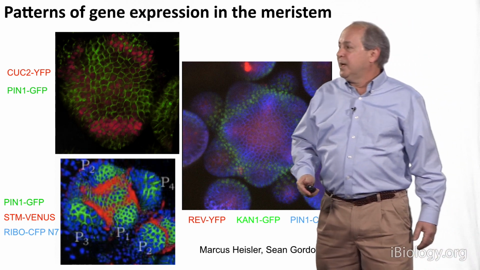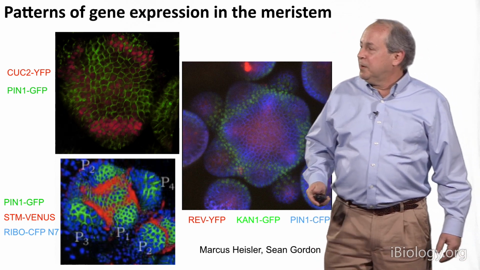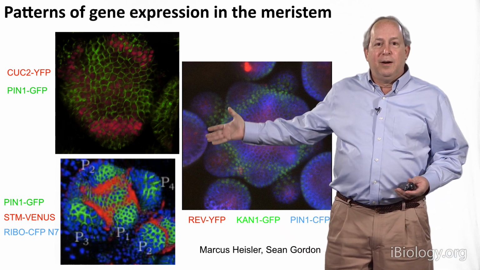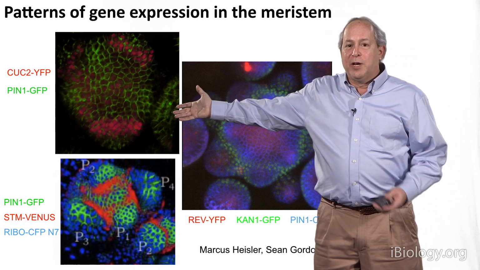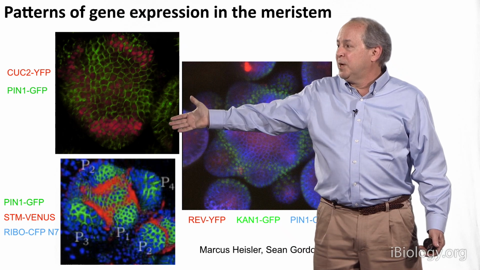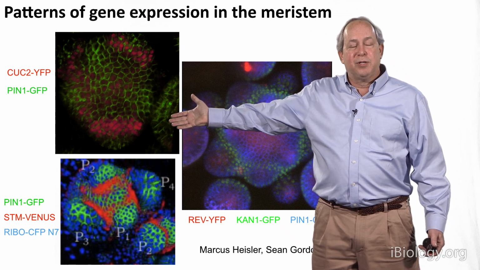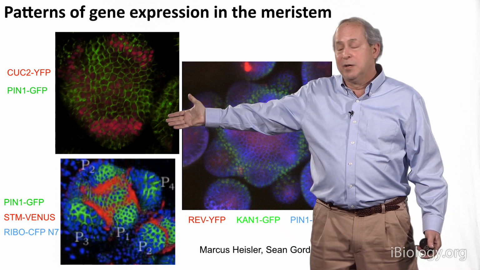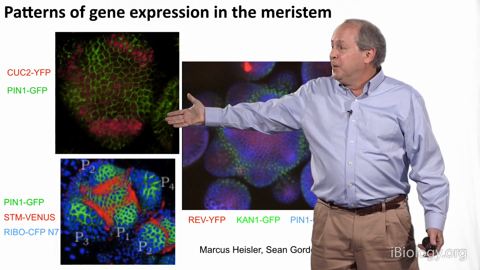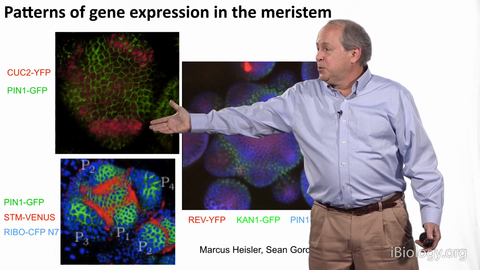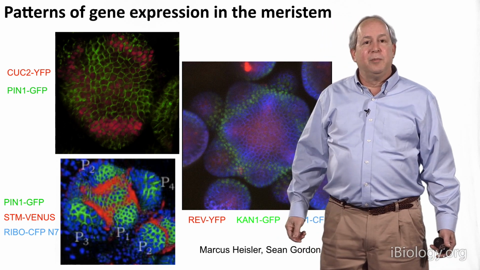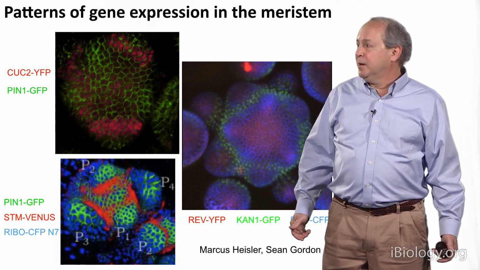And just to demonstrate that, I'm showing here 3 different laser scanning confocal microscope pictures in which up here we're looking at the expression of a gene called cup-shaped cotyledons 2, which has been stained with a yellow fluorescent protein. Its promoter expresses a yellow fluorescent protein in those cells where the cup-shaped cotyledons protein 2 is normally expressed. And we false-colored that red, and the place where the gene is expressed is in the boundary region between a flower primordium and the meristem. So those cells are different from the others.